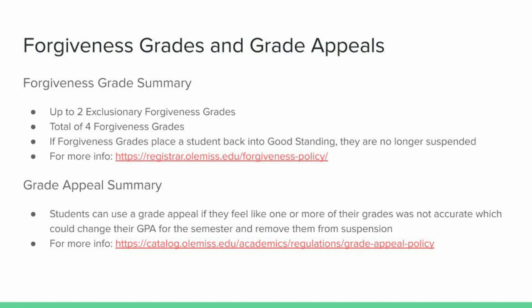Next, we'll discuss grade appeals. If a student believes that one or more of their final grades is not accurate, they can submit a grade appeal within 30 days of that final grade being posted. If that grade appeal changes their semester GPA, that student might be removed from academic suspension. To find out more about the grade appeal process, see the grade appeal policy on Ole Miss's website.